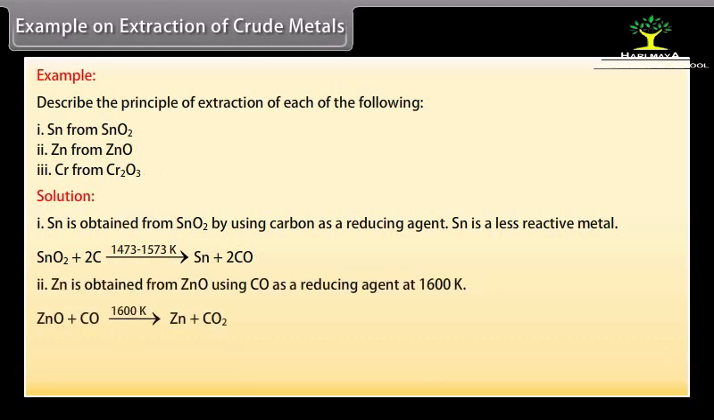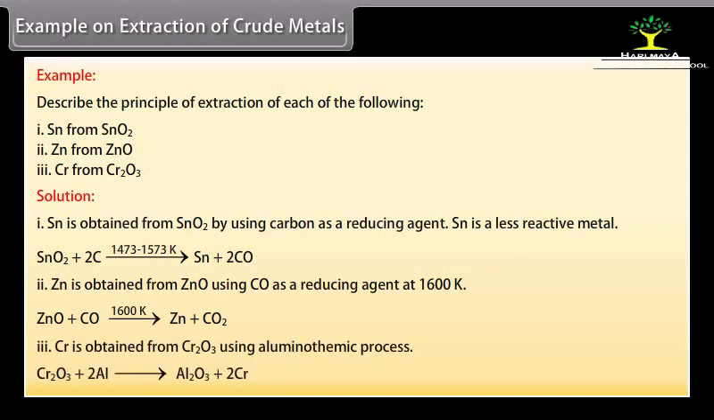Zn is obtained from ZnO using CO as a reducing agent at 1600 Kelvin. Cr is obtained from Cr2O3 using aluminothermic process.